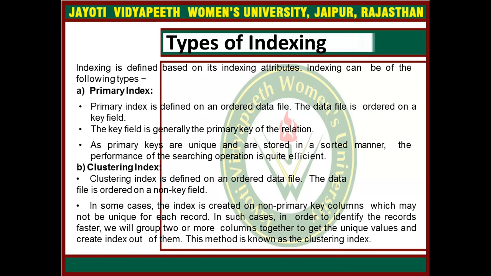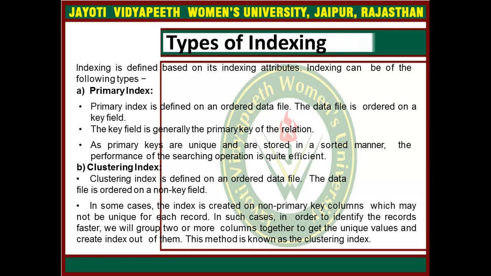Now, types of indexing. Indexing is defined based on its indexing attributes. Indexing can be of the following types. First is the primary index. The primary index may be defined as an ordered data file, meaning the data file is ordered on the key field, and the key field is generally the primary key of the relation. The primary keys are unique and are stored in sorted manner. The performance of the searching operation is quite efficient.